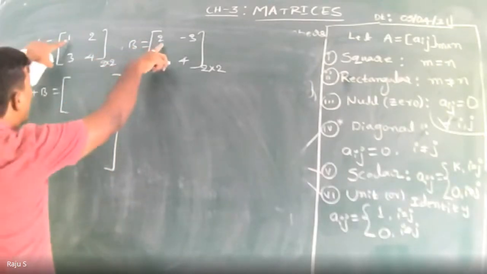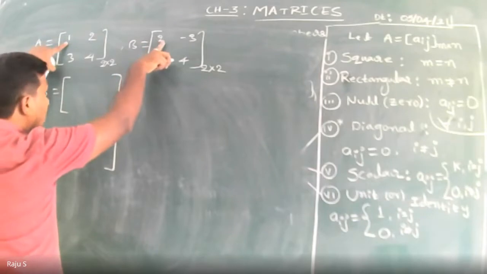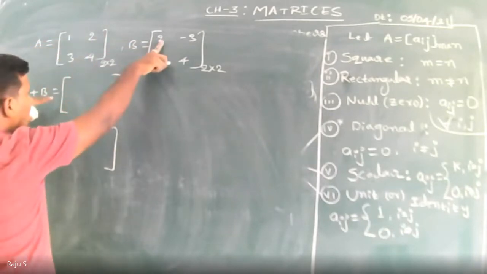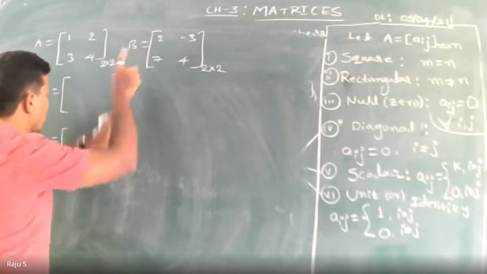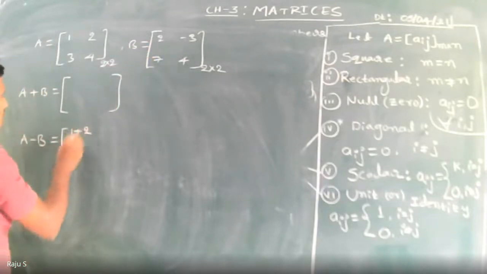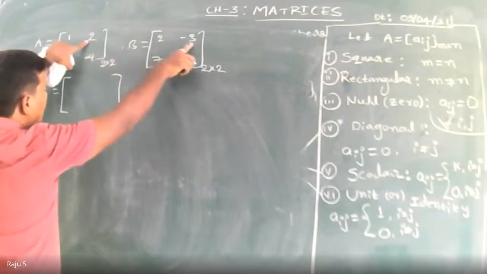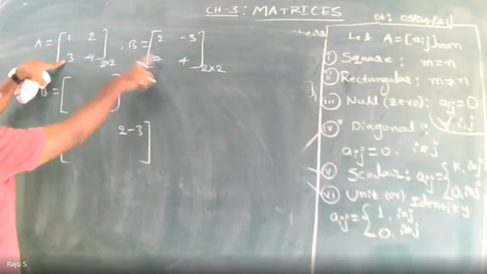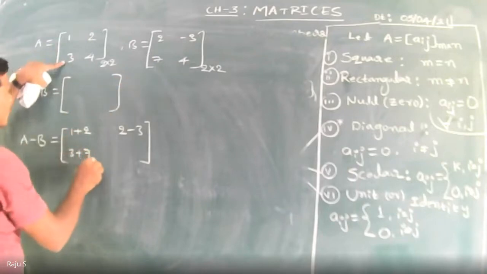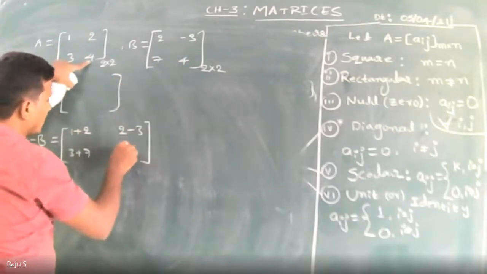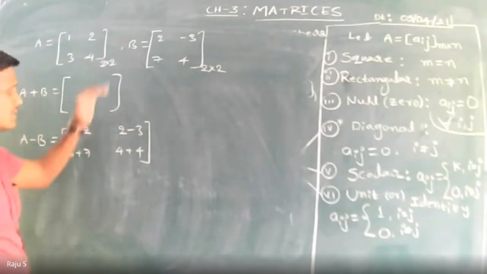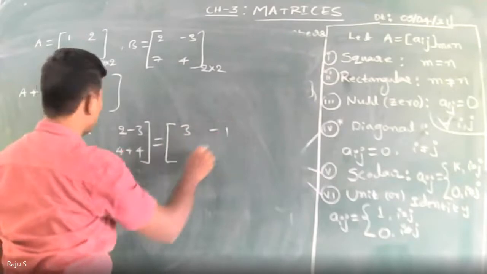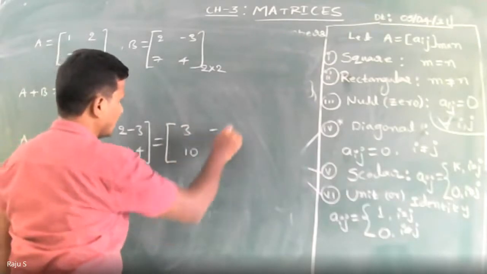So the first element of A is 1, the first element of B is 2, so we'll do 1 plus 2. Next, 2, the corresponding element is minus 3, so 2 minus 3. Then 3, the corresponding element is 7, so 3 plus 7. 4, the corresponding element is 4. Adding the corresponding elements, that is clearly equal to 3, minus 1, 10, 8.